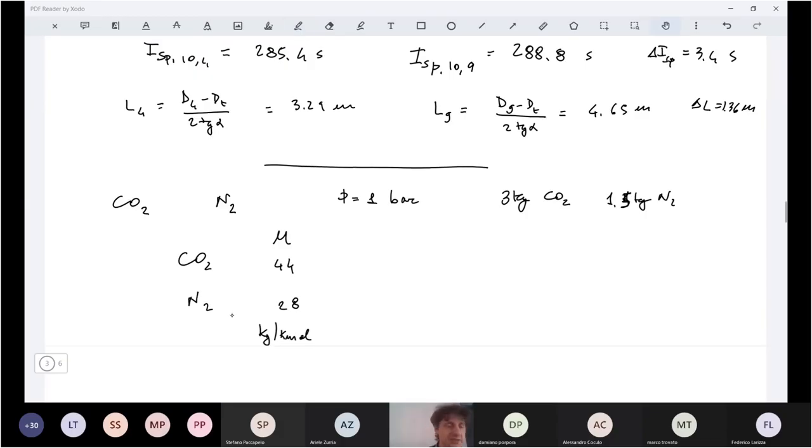And we have that the CP of these gases is 37.13 and 29.12, and here they are given in kilojoule per kilomole per Kelvin.